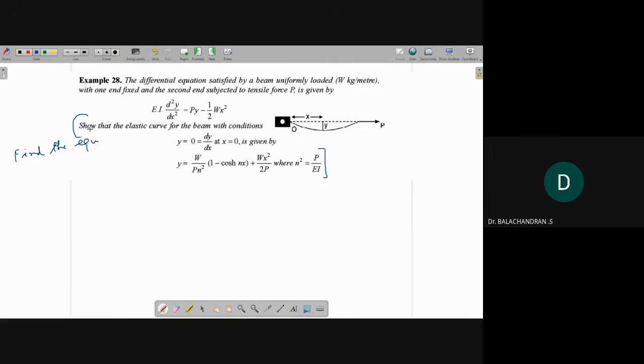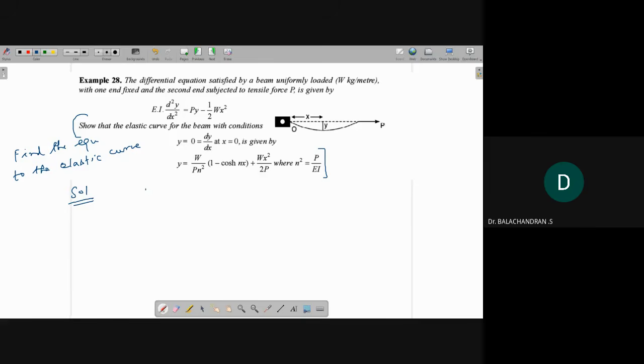Find the equation of the elastic curve subject to the boundary conditions y equal to 0 and dy by dx equal to 0 at x equal to 0. Okay, solution.